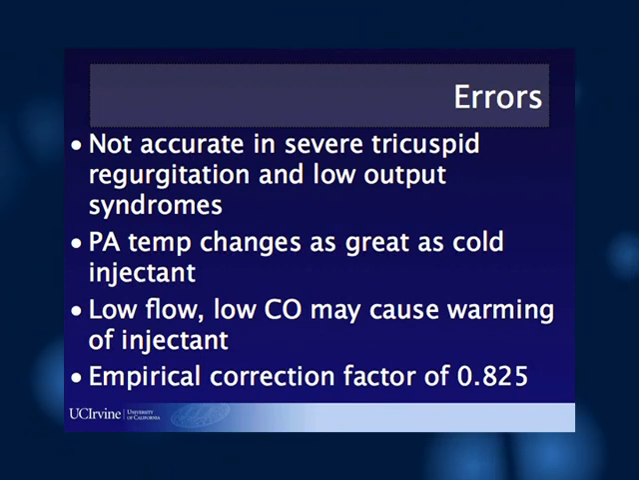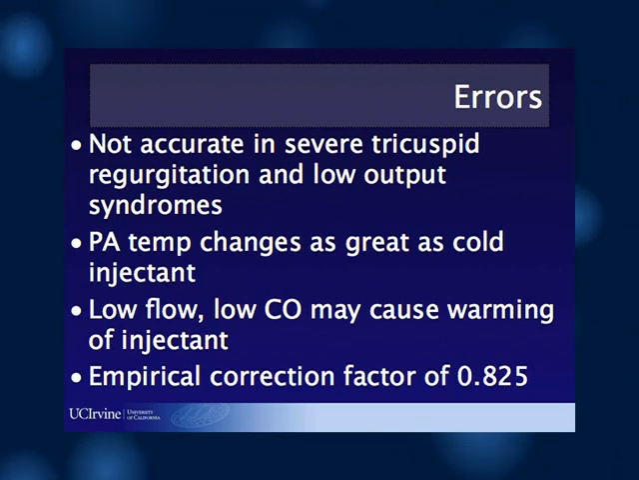In low flow conditions, low cardiac output may cause a warming of the bolus of cold injectate and thus produce a false value. There is, in addition, an empiric correction factor of 0.825, which may not be adequate for the derivation of the true injectate temperature. These correction factors are set on the equipment prior to the measurements.